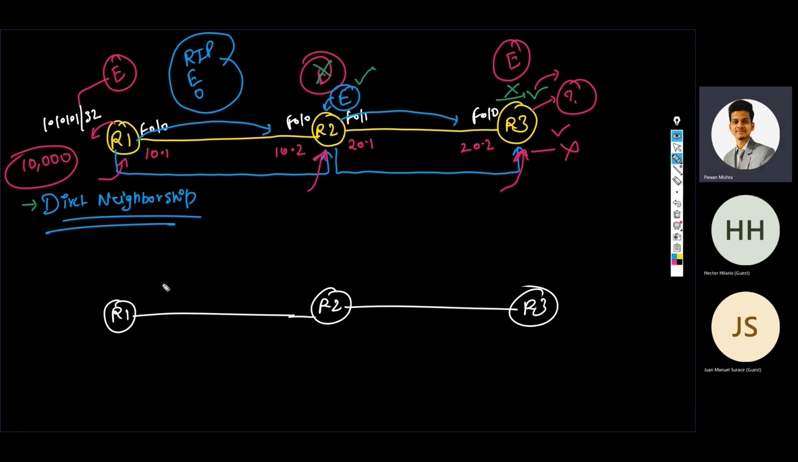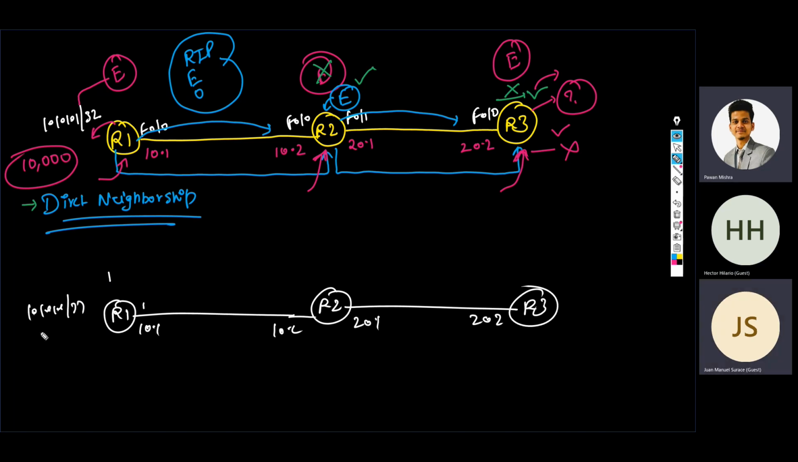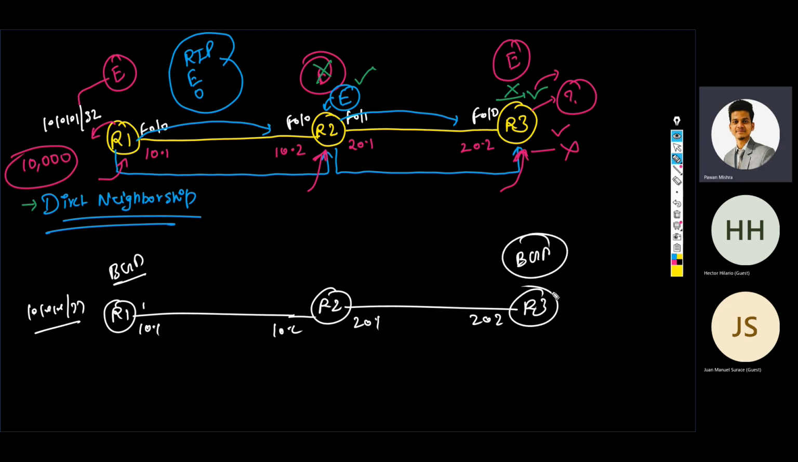But let's say here I'm enabling BGP. The same topology is there, right? Let's say the IP addresses are 10.1, 10.2, 20.1, 20.2, and R1 has a loopback 1.1.1.1/32. So what is the feature in BGP? If I enable BGP on R1 and on R3, yes, this R3 has the power to receive this 1.1.1.1. I'm not enabling BGP on R2, but still, this R3 router will receive the route.